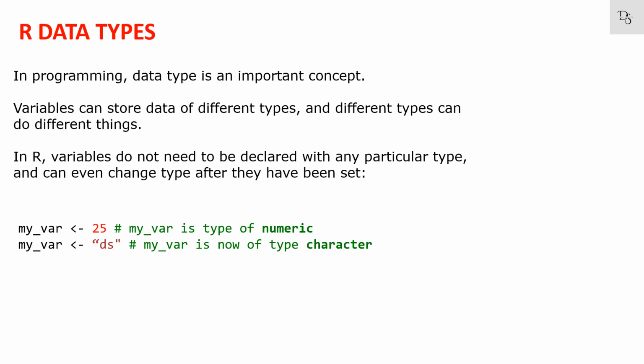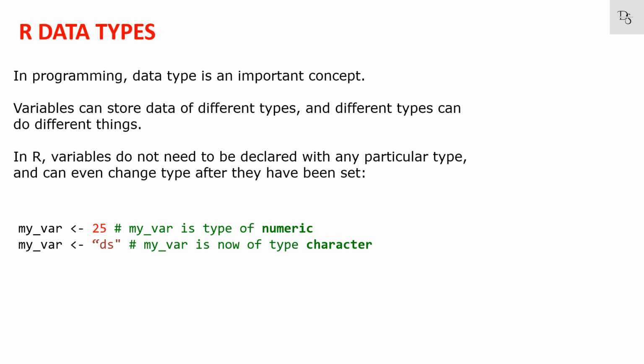In R programming language, there are several data types such as logical, numeric, integer, complex, character and raw data types. The operating system allocates memory based on the data type of the variable and decides what can be stored in the reserved memory. In R programming, variables do not need to be declared with any particular type and can even change type after they have been set.